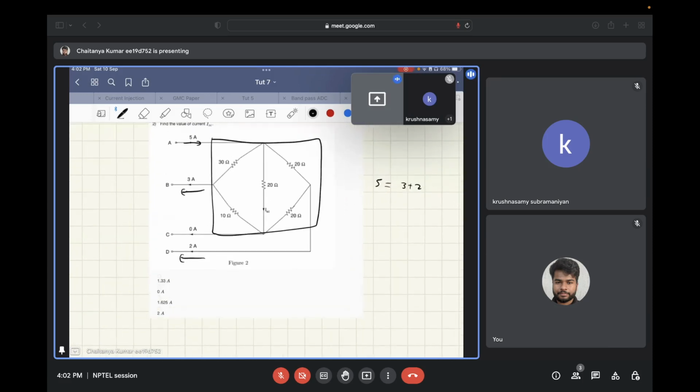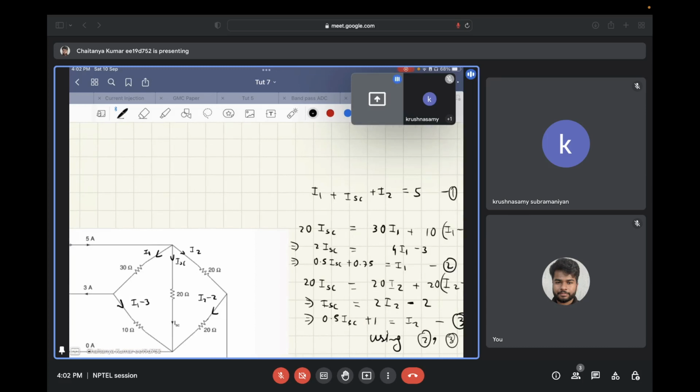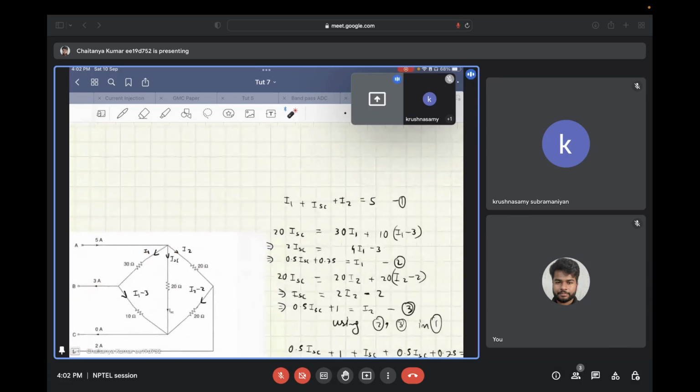Now, to find the current that is flowing through ISC, what we will do is let's consider the current that is flowing in the 30 ohm branch and the 20 ohm branch to be I1 and I2 respectively. So if we apply the KCL at node N1, we get this equation that is I1 plus ISC plus I2 is equal to 5.